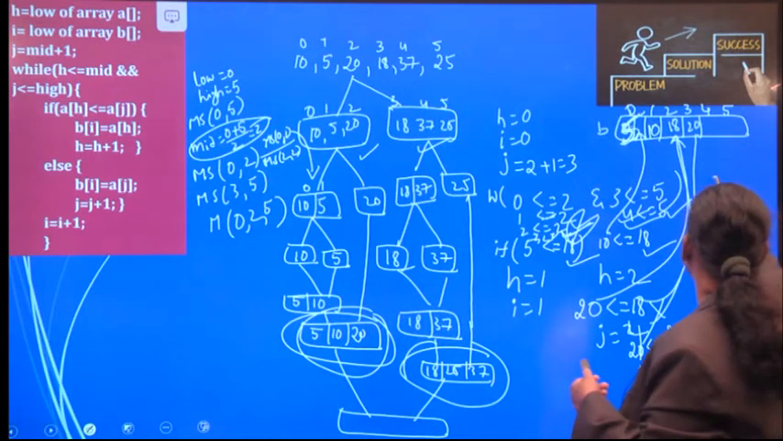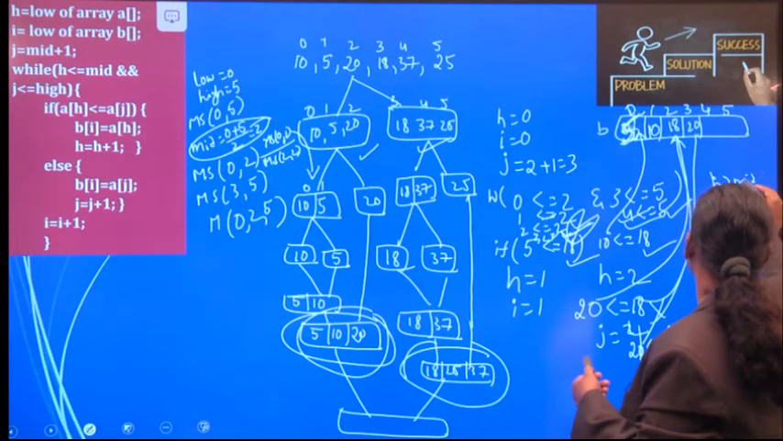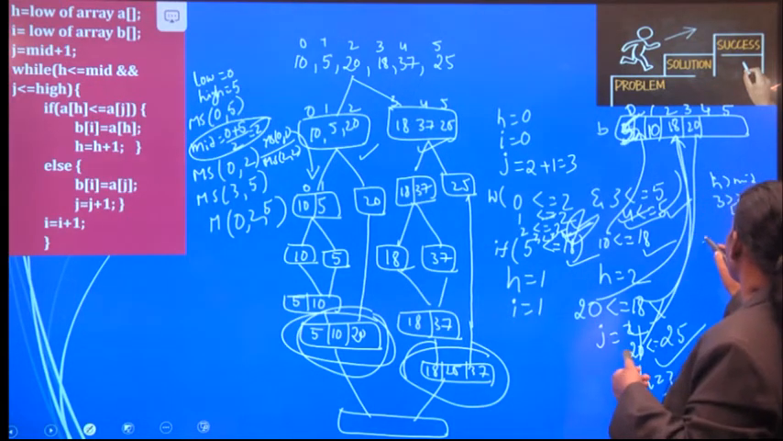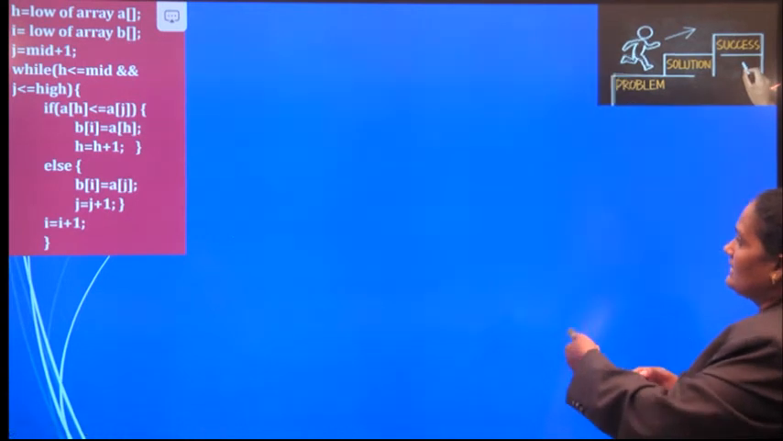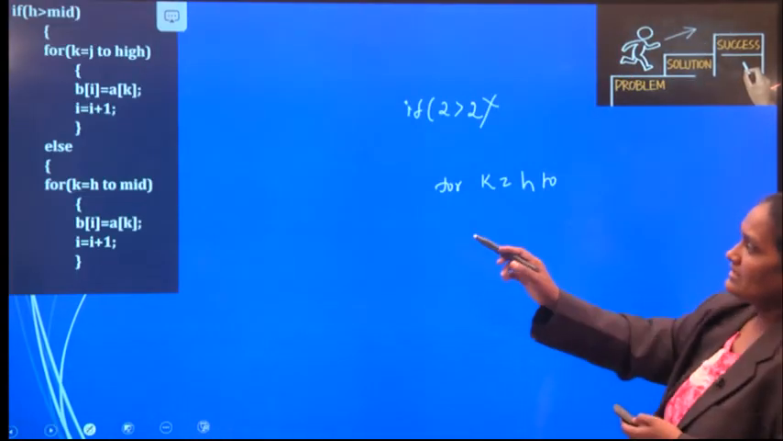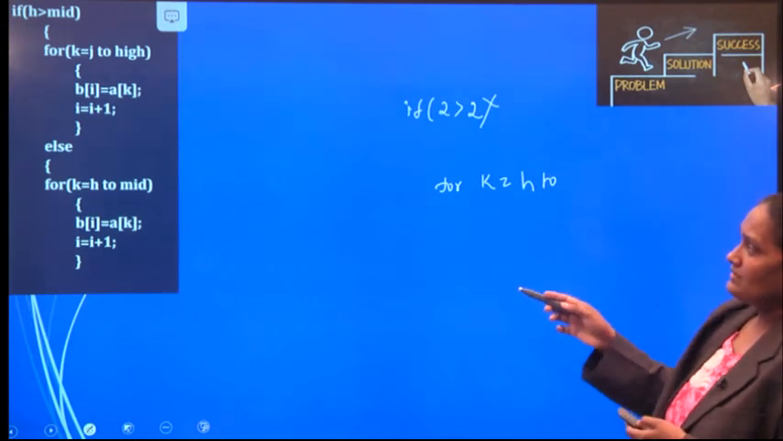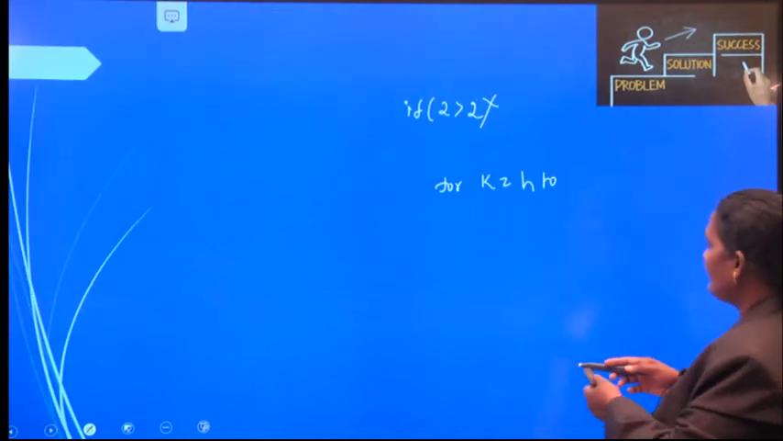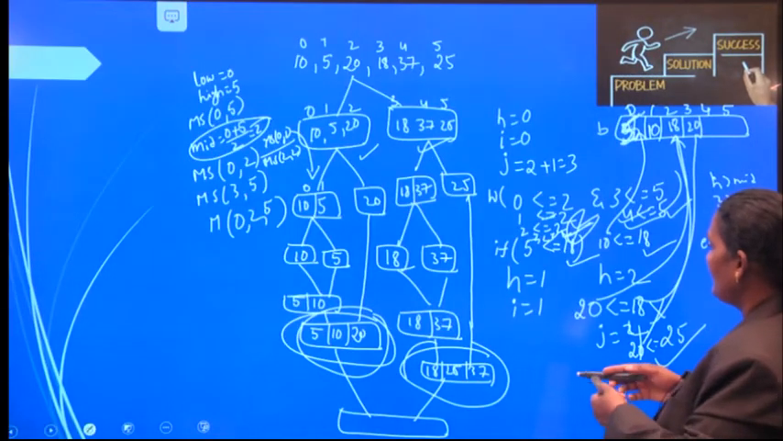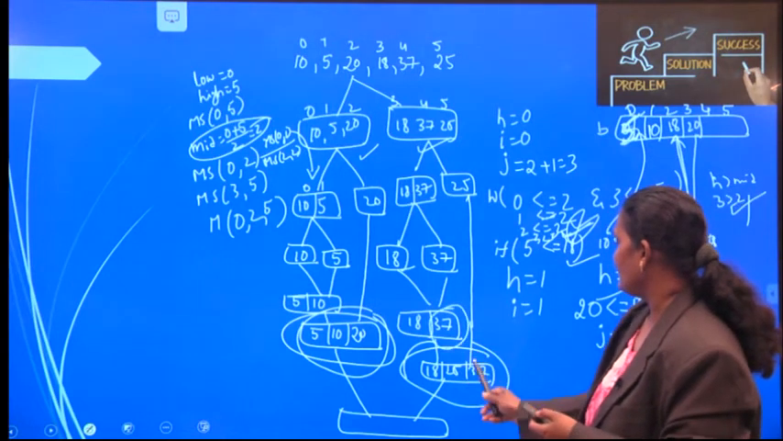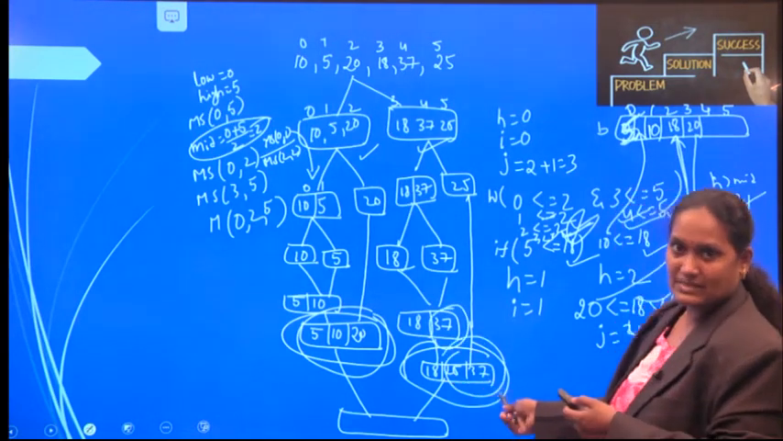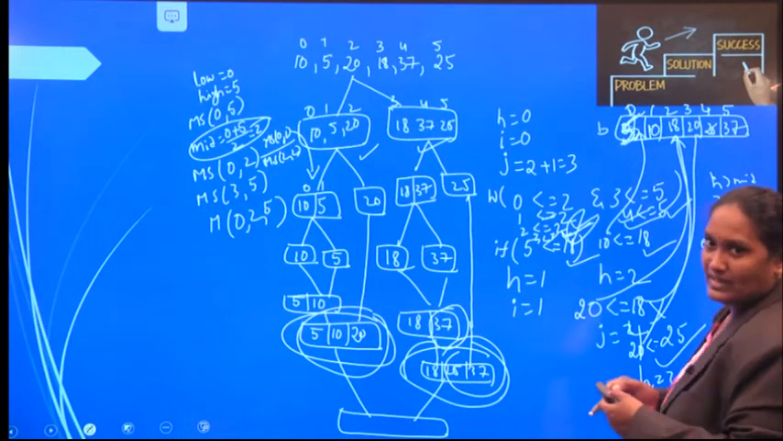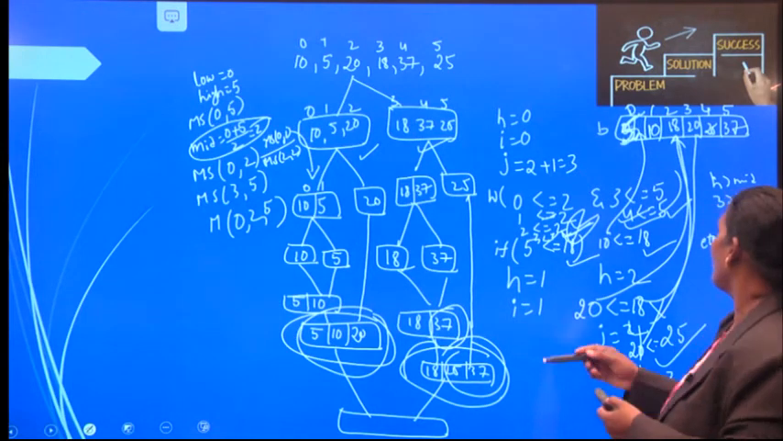So, in this case, we are checking whether h is greater than mid. Here, 3 greater than 2. Yes, the condition failed. Since the condition fails, we come to else. Now, if you come to else, what are we doing? For k is equal to h to mid, we are copying all the items. Now, what items do we have remaining? Remaining, we have 25 and 37. Those two values are copied here.